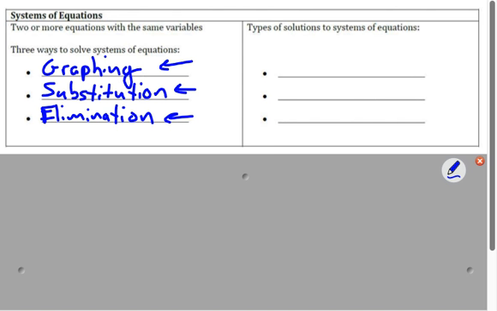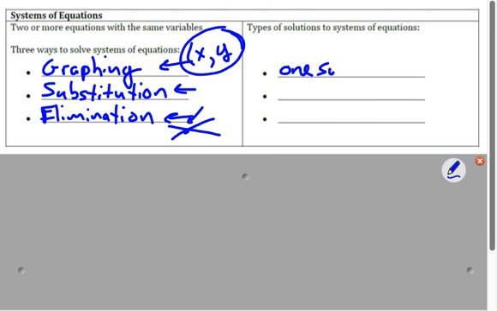Types of solutions to a system of equations. First of all, your solution is always going to be an ordered pair, some x and y value where your two lines intersect like they did in that last graph. The first type of solution is a system with one solution. What that means is you're going to have one x and y coordinate where the two lines intersect. They're going to be two lines that do not have the same slope, different lines, and you're going to be looking at that point right there.